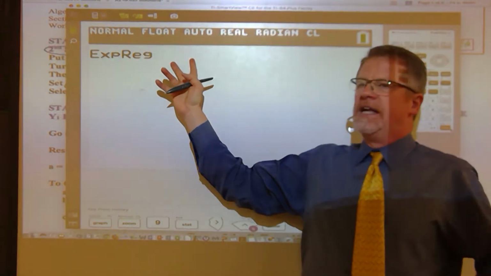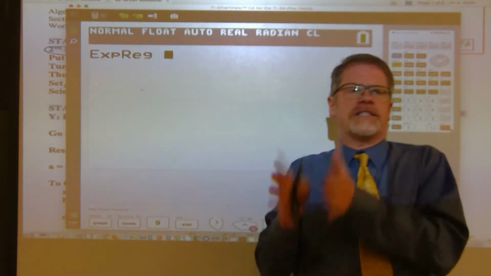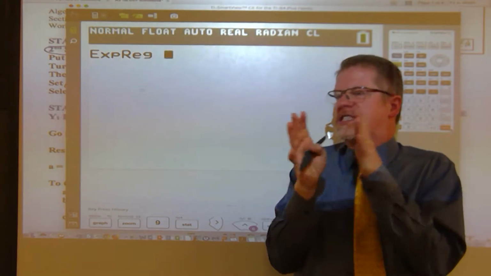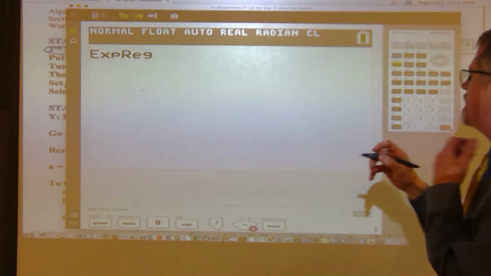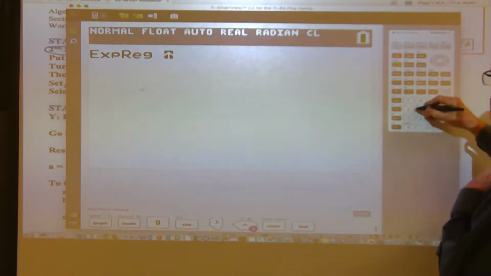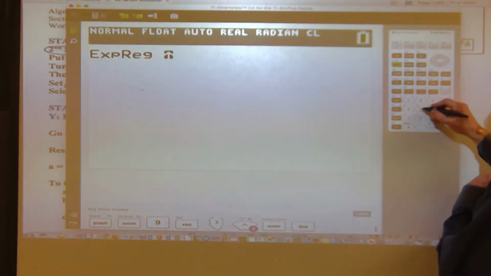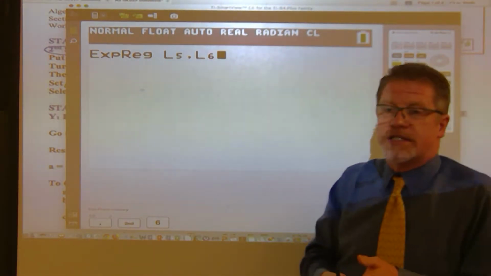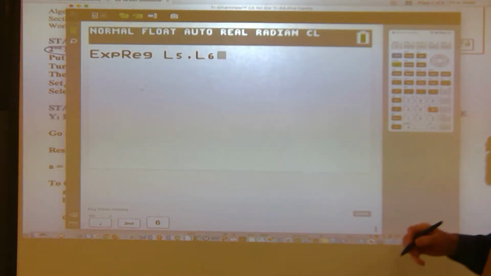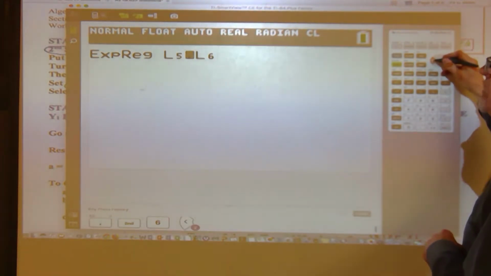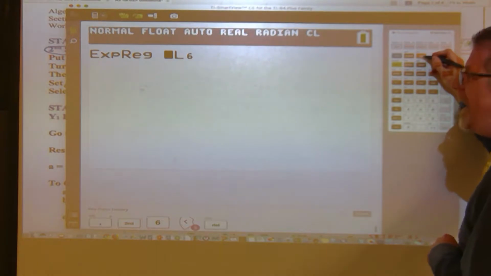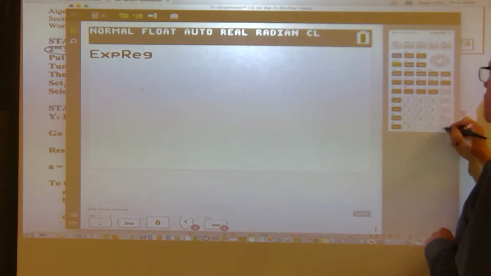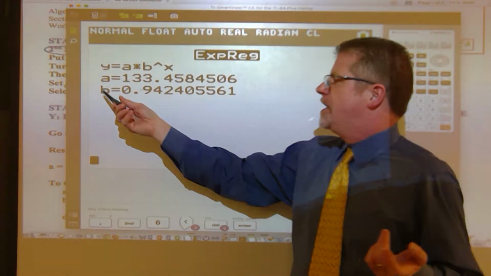By default, Exponential Regression will take list 1 and list 2. If you want it to take lists 5 and 6, you would have to type those in separately. You'd have to go list 5, comma, list 6, if you wanted some other lists in your Exponential Regression, but no. You want list 1 and 2. And so you don't even have to type in list 1 and 2. By default, they're in there. Then you can hit enter, it gives you A and B.